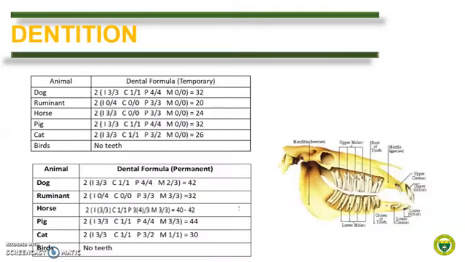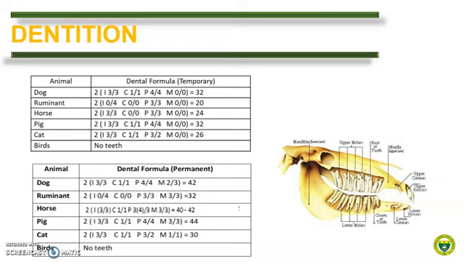Now let us compare the dentition. Most of our domestic animals are diphyodont, meaning they have 2 sets of teeth, a temporary or deciduous, or the milk teeth, and the permanent teeth. They are also classified as heterodont, meaning the teeth are classified into incisors, canines, premolars, and molars.